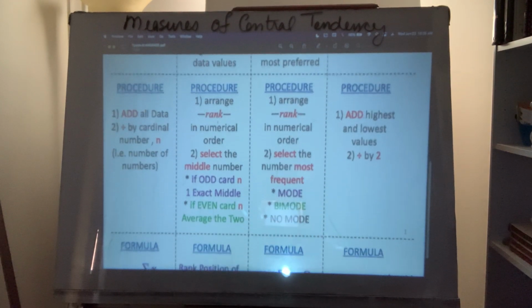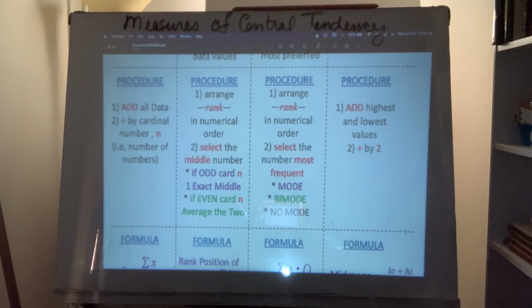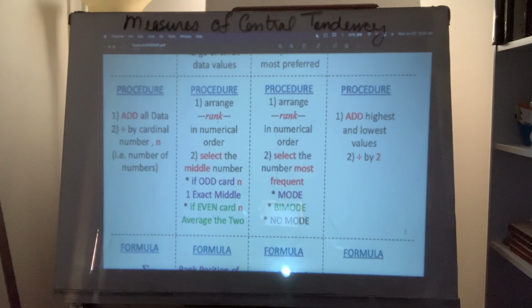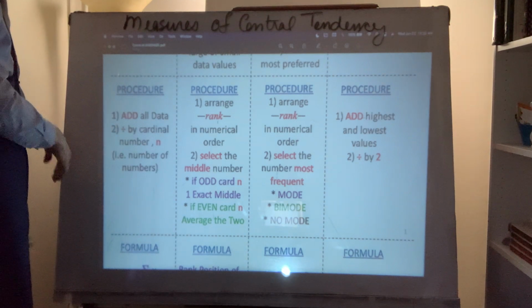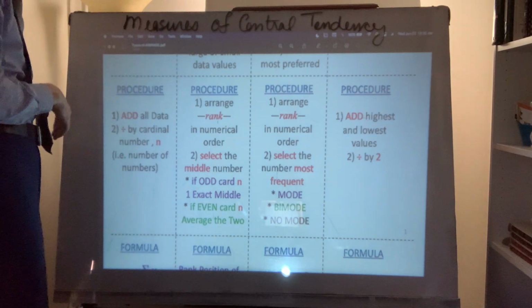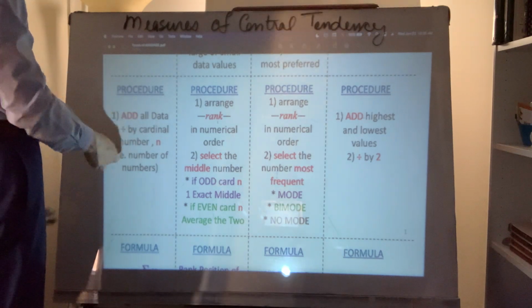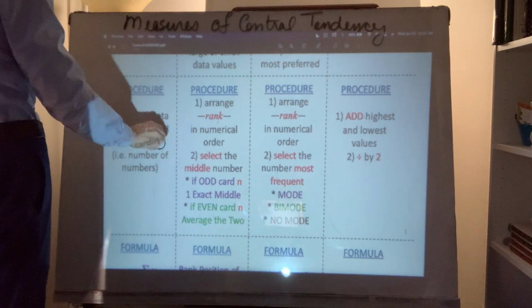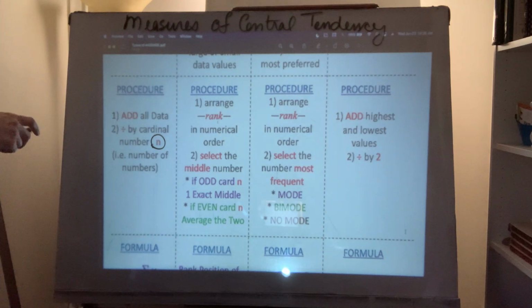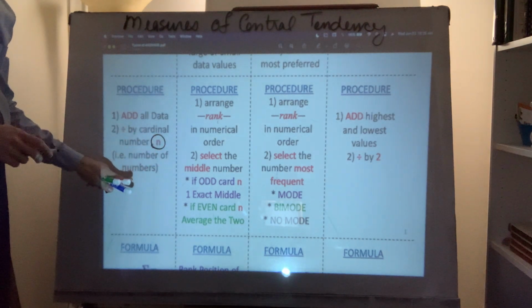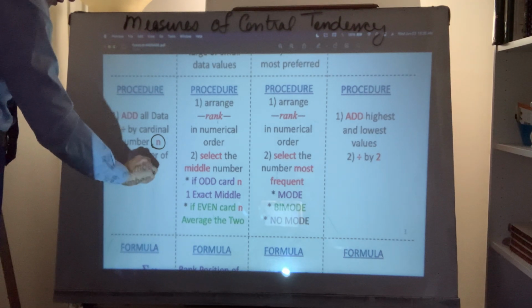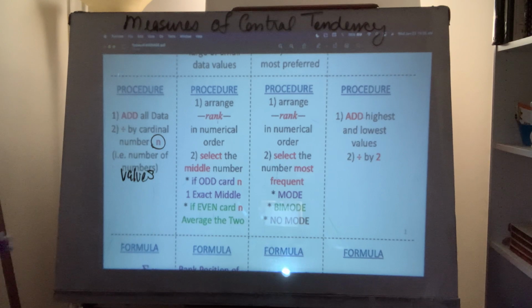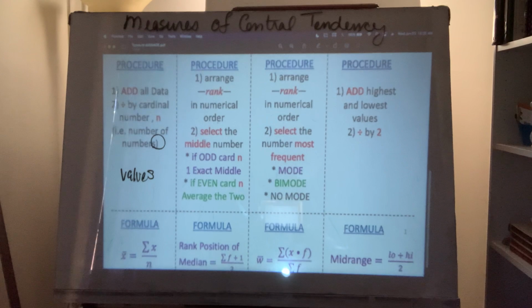They all are procedural, of course, but some are summarized more so by a formula than others. In the case of the mean, the procedure is essentially to add all of the data. Then you divide by what would technically be the cardinal number. Remember cardinal number from set notation? It's the number of numbers, the number of values, just not to sound redundant. That is summarized by the formula beneath it.